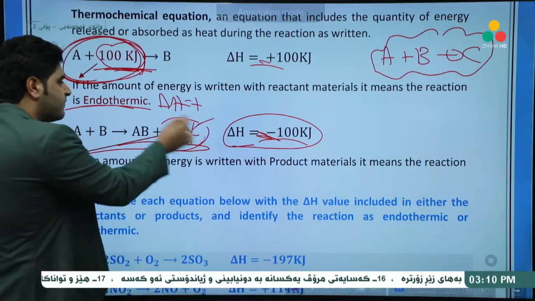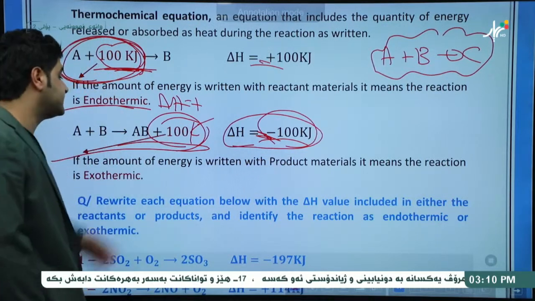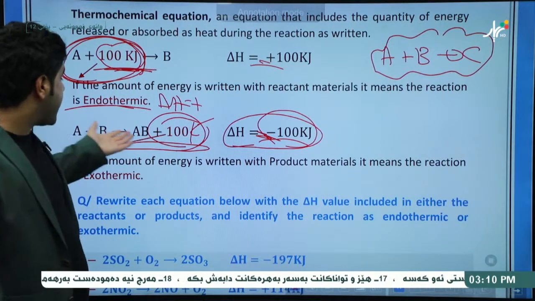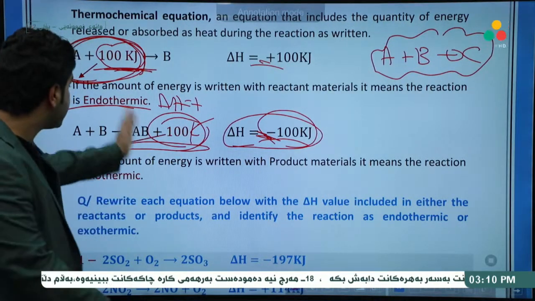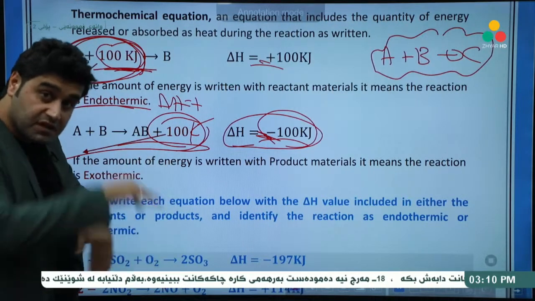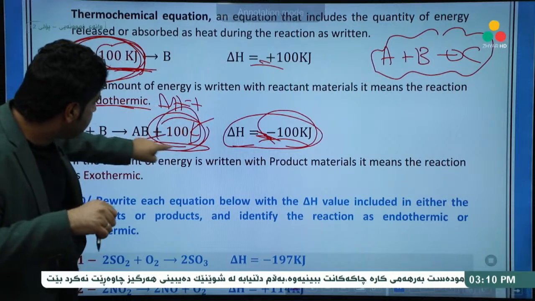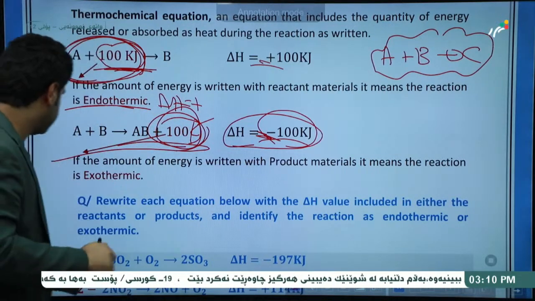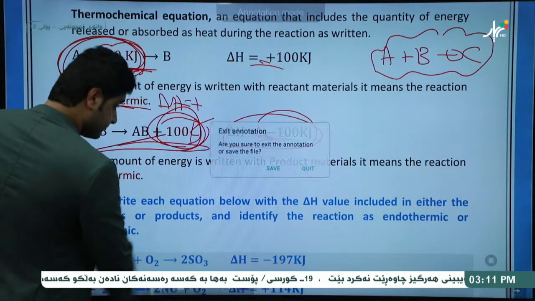Teacher, here we have a positive symbol, but why here do we have negative? Why here did we just convert positive into negative? Well, when we write a reaction, how can we combine the components of the reaction? Of course, by a positive symbol. But it means the amount of energy that is released. So it's exothermic.